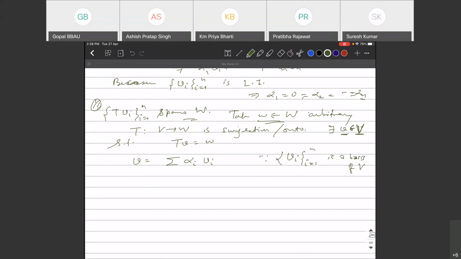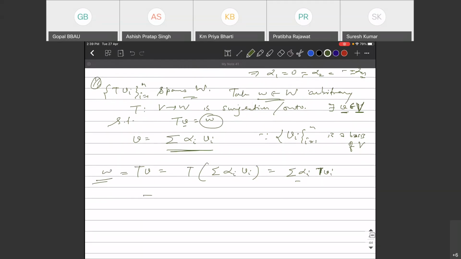Okay, you replace this v by this linear combination in Tv, so this means Tv equal to T of summation alpha i Vi. What you get is summation alpha i TVi. Okay, so this means Tv is w. So w can be represented as a linear combination of TVi. This implies TVi, i from 1 to n, spans W. So you are done. Okay. So this means TVi is the basis of W.